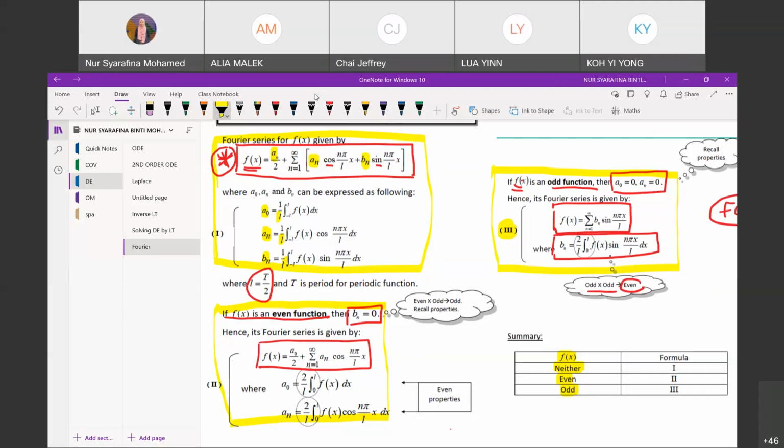Okay, so use first, second, or third here to do what? To find the Fourier series. Why do we have to choose? Because our aim is to find the Fourier series, but we need to decide which formula so that you don't have to find every constant every time you do it. Okay? So let's take a look at this example.